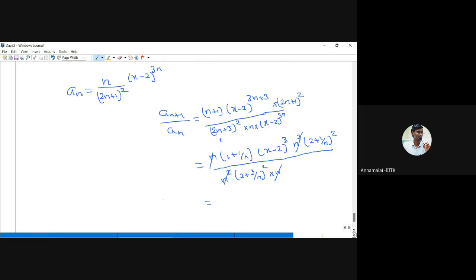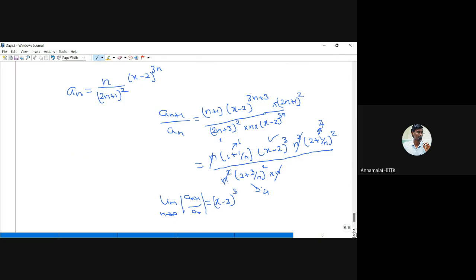Now as n goes to infinity, then what will happen? Limit n goes to infinity modulus of a_{n+1} by a_n. I missed the modulus, so you have to put modulus. As n goes to infinity, this goes to 1 and this goes to 2, and this goes to 4, because 2 square is 4, and this also 4. 4 cancel, and there is some constant term. This is actually constant. Therefore we get x minus 2 power 3.